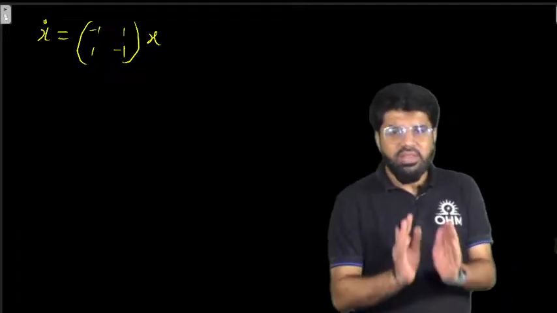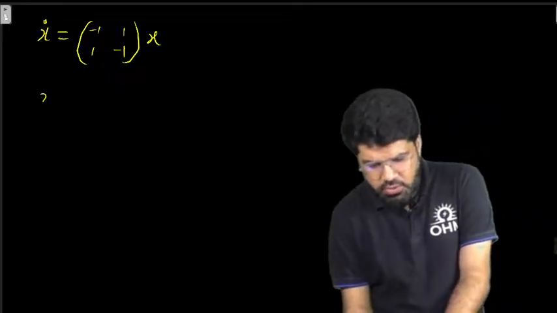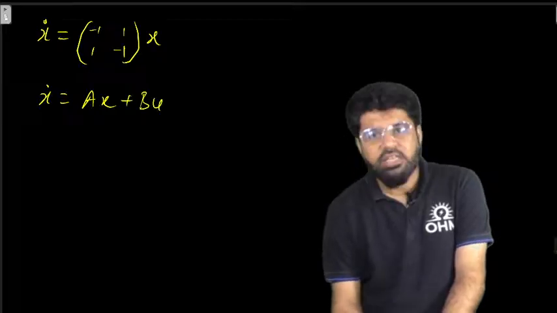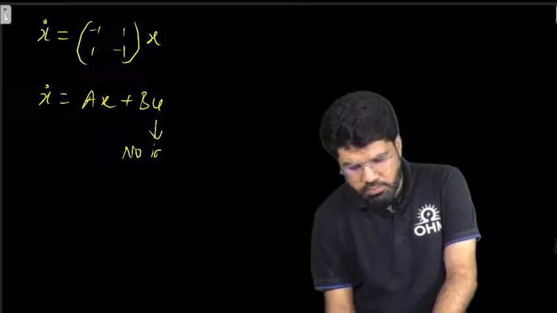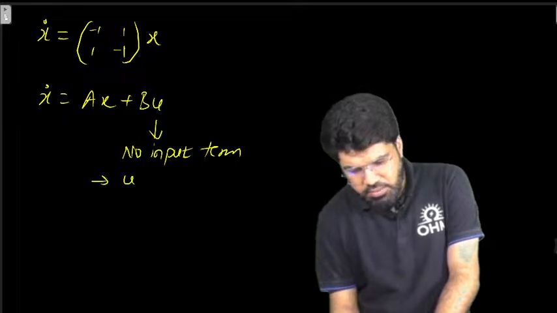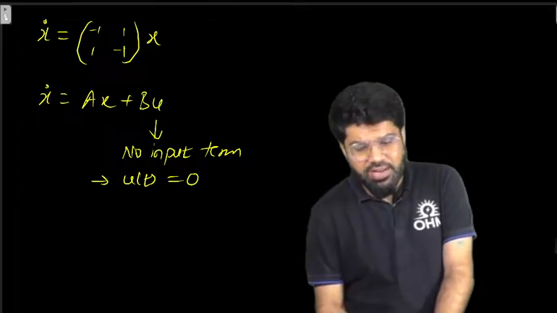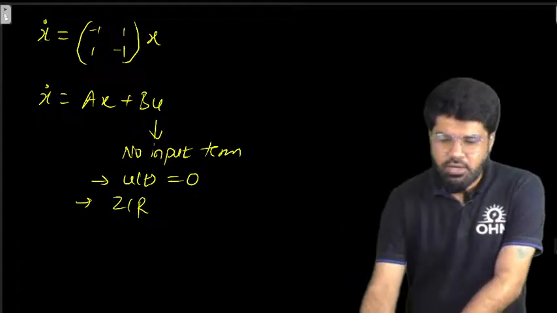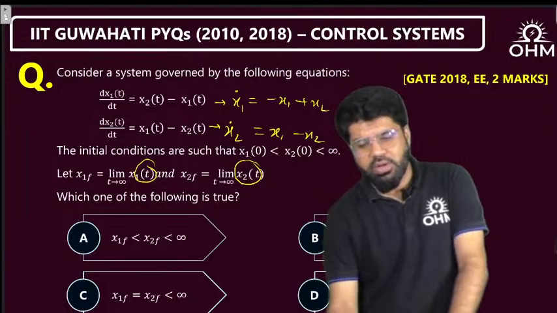Normally we write x dot equal to Ax plus Bu, but here there is no input term given. That means the input has been assumed as 0, and whenever you assume the input 0, what you calculate is the ZIR, zero input response. The question is talking about the final value of x1(t) and x2(t). x1 and x2, we know, are the state variables.